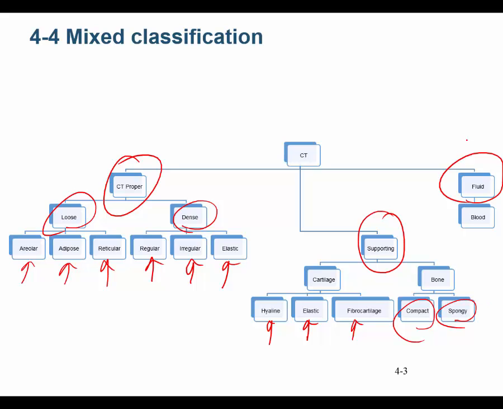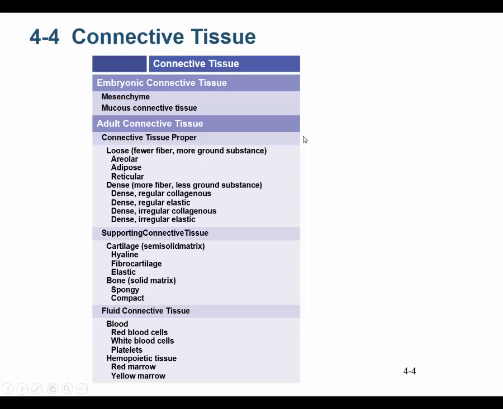And then luckily for us, the only example of fluid connective tissue is blood. I say luckily because there's a lot of subcategories here. So let's start talking about each one of these individual subcategories.